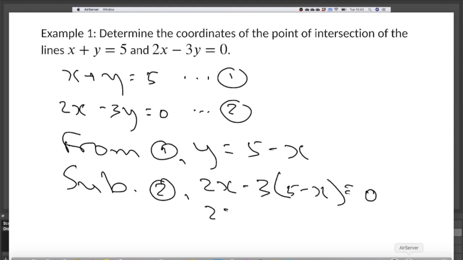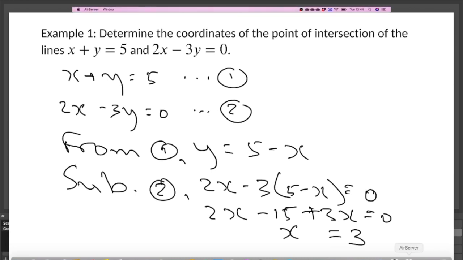Remove the brackets and solve. You should get x is equal to 3. All right? Please do that and make sure that you get x is equal to 3. That is the first part of this task.